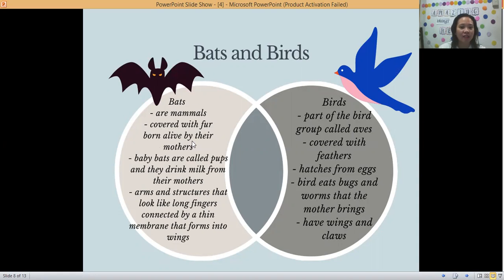Bats are born alive from their mothers, while birds hatch from eggs. Baby bats are called pups, and they drink milk from their mothers, while birds eat bugs and worms that the mother brings. Okay? Bats have arms and structures that look like long fingers connected by a thin membrane that forms into wings, while birds have wings and claws. Okay? Maybe the common thing is they can fly.